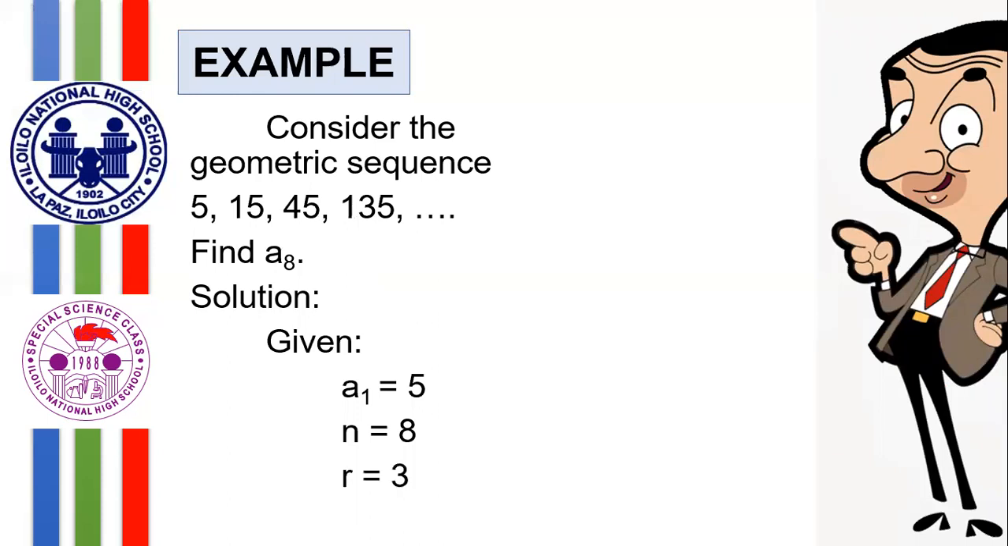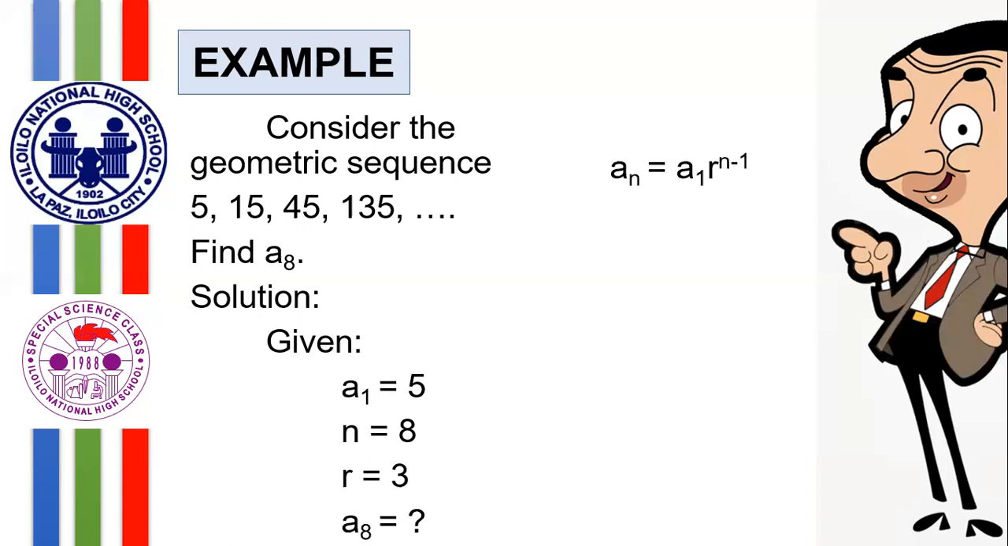And I believe you would agree that the common ratio is 3, because 15 divided by 5 is 3. 45 divided by 15 is 3. 135 divided by 45 is 3. So you have a common ratio. Indeed, it should have, because it is a geometric sequence. We're looking for the 8th term.